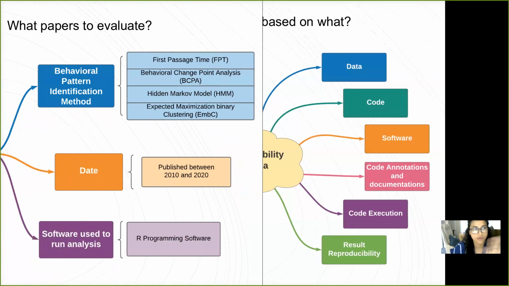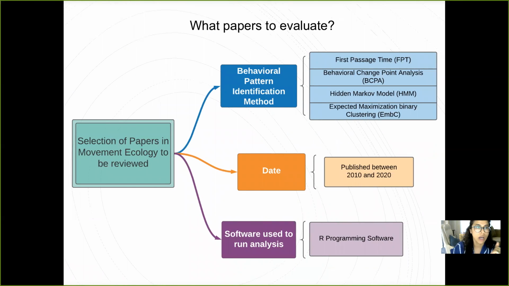So once I had this flow chart down, it was time to decide on what papers to evaluate. So I focused on behavioral pattern identification methods in movement ecology, just because they are very complex and highly computational methods.